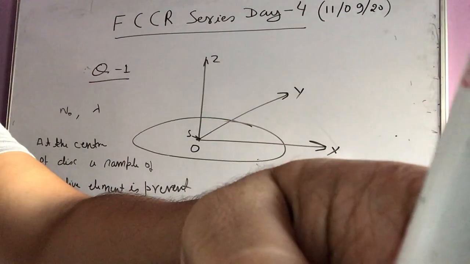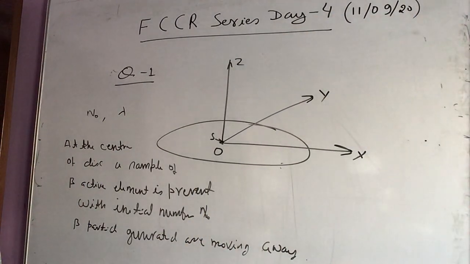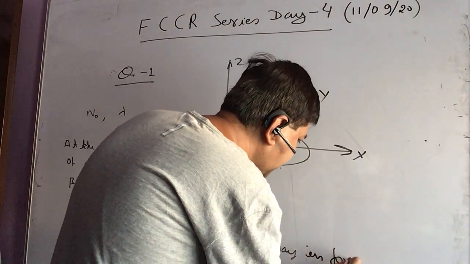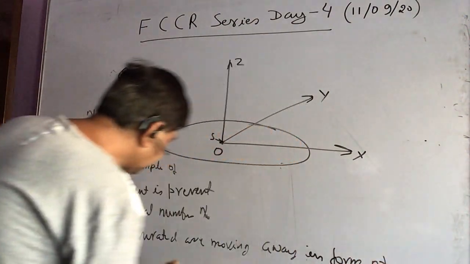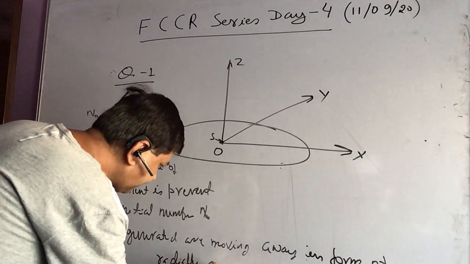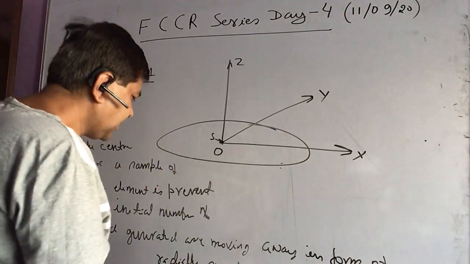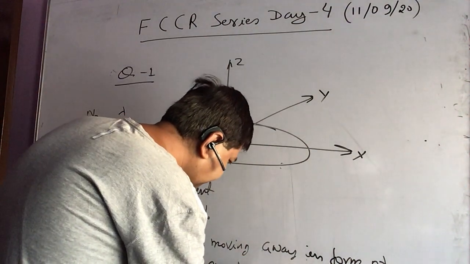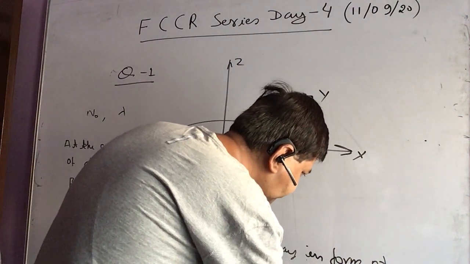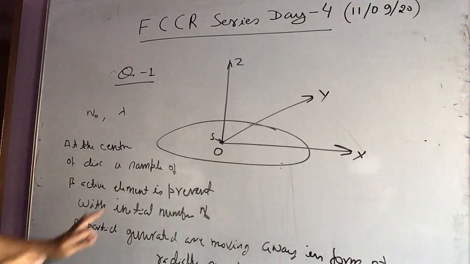I may have to change the position of the camera slightly to give a better view. The beta particles are moving away in the form of radially symmetric current in the disk. So that's the given situation.